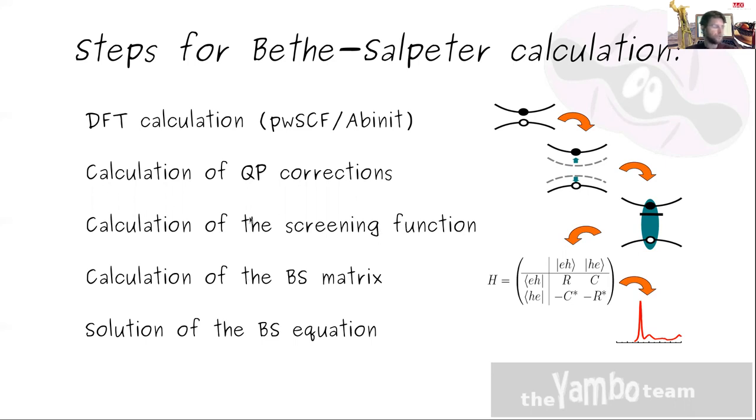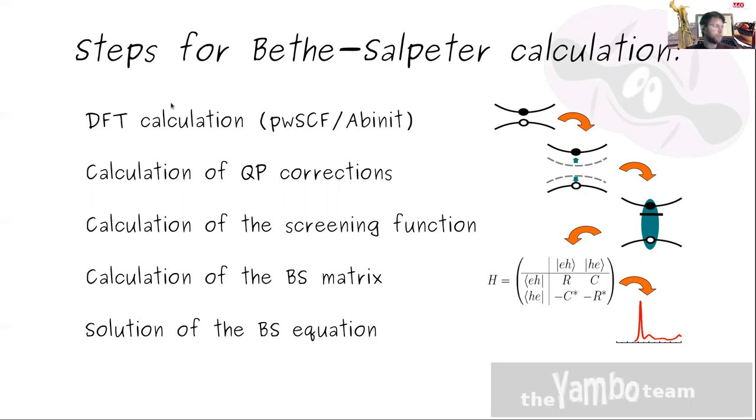Once you have these three ingredients, you can construct what is the Bethe-Salpeter matrix, also called excitonic matrix. And finally, you can solve it to obtain the optical properties of a material.